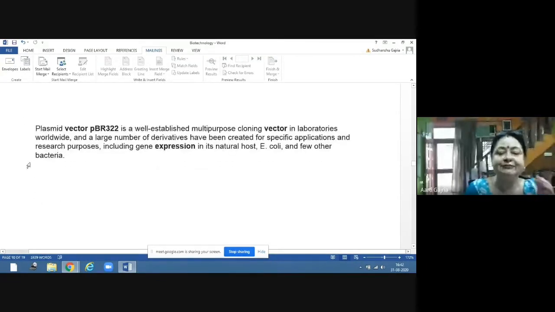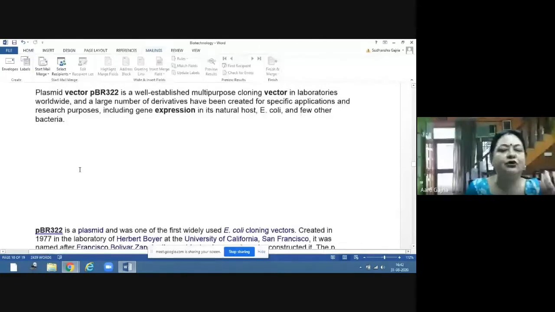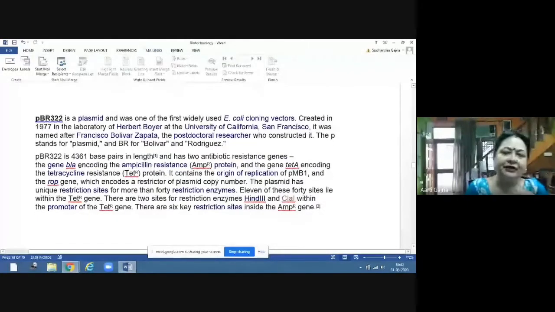Now, this plasmid vector pBR322 is there in your syllabus. There are various kinds of vectors, but in your syllabus, this one vector is there, which is called pBR322. It is a well-established multi-purpose cloning vector in laboratories worldwide, and a large number of derivatives have been created for specific applications and research purposes. And its natural host is Escherichia coli. So Escherichia coli is the natural host for pBR322.